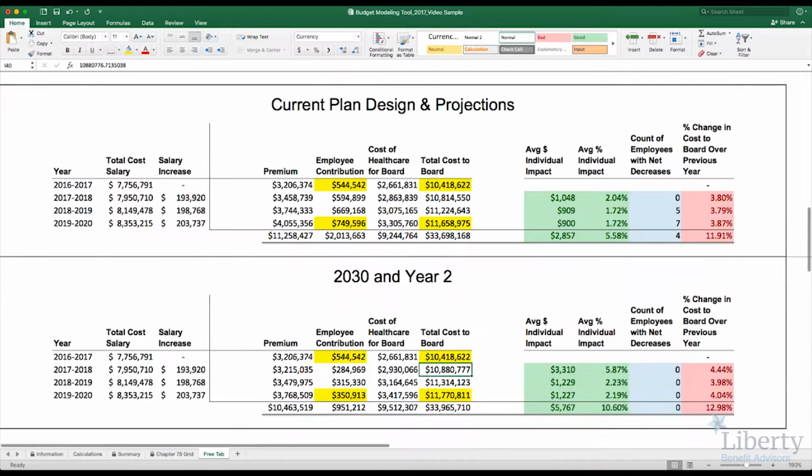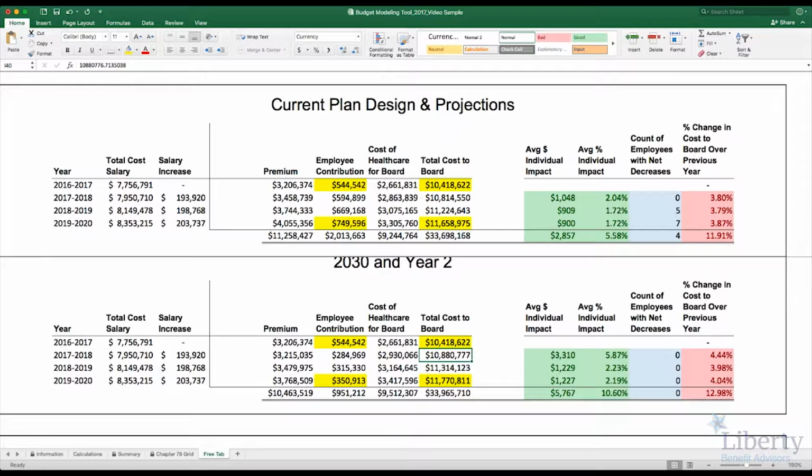So when we compare those two, we can see that the board is paying substantially more, about $100,000 more in year 3 of the contract, but the employees have a substantial decrease in the amount of money they owe. In fact, it goes down by almost half. So while this provides the employees with tremendous value, the board is left paying more money than they did previously. So this strategy may not be a great one.